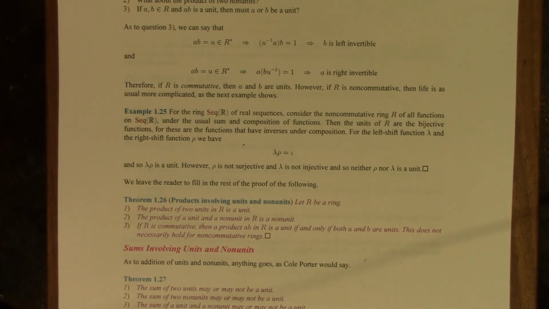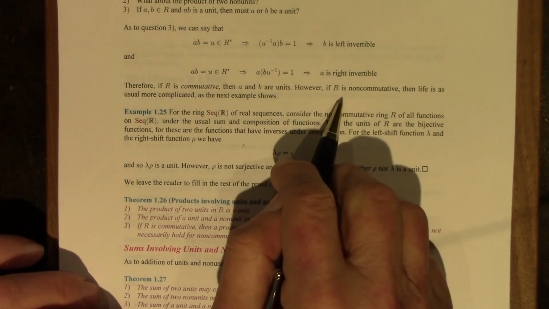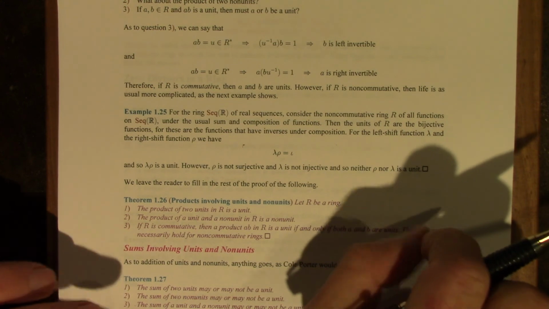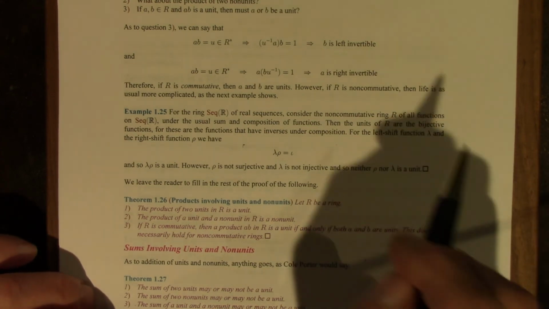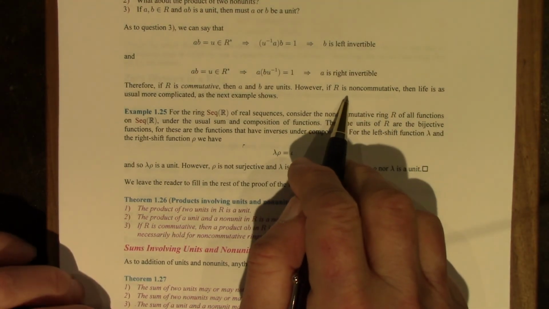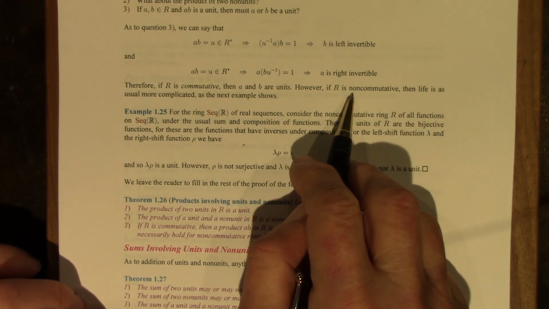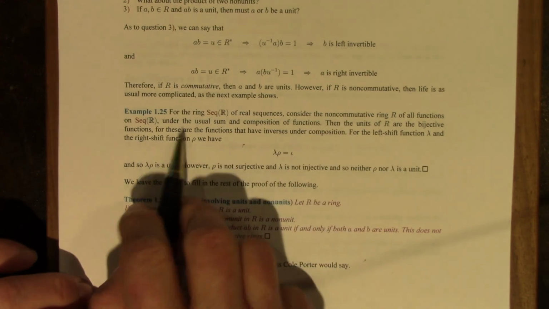But if R is commutative, then A and B both of them are invertible. So if R is a commutative ring, and the product of elements is a unit, both of the factors must be units. But if R is non-commutative, life is, as usual, more complicated. And here's an example.